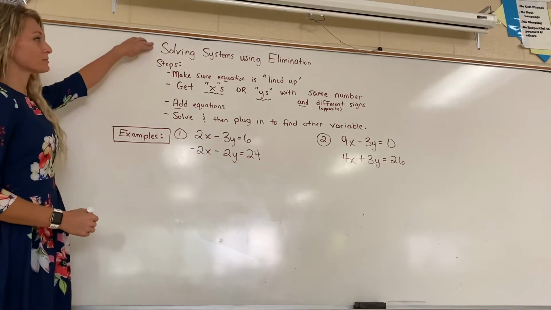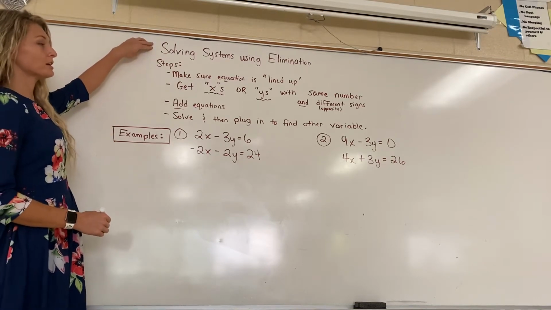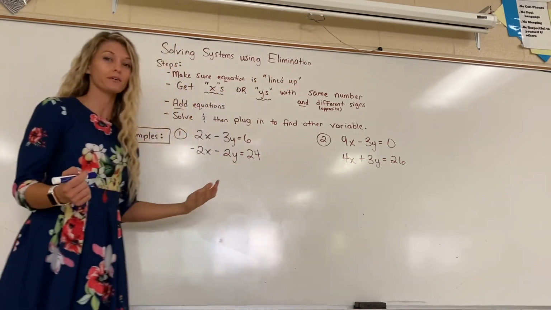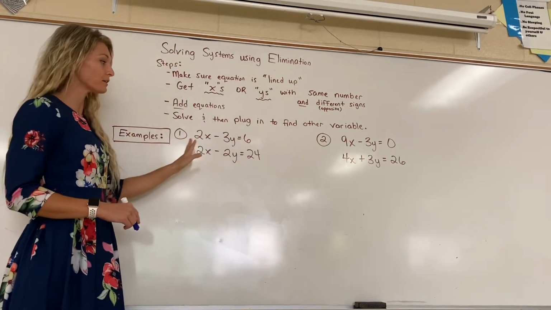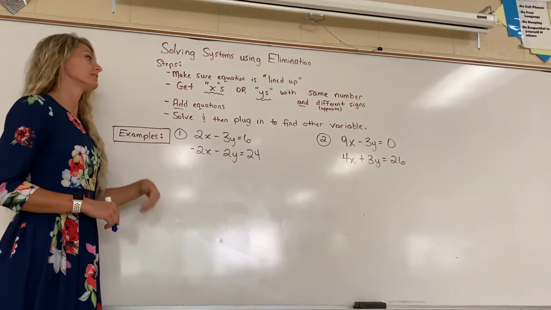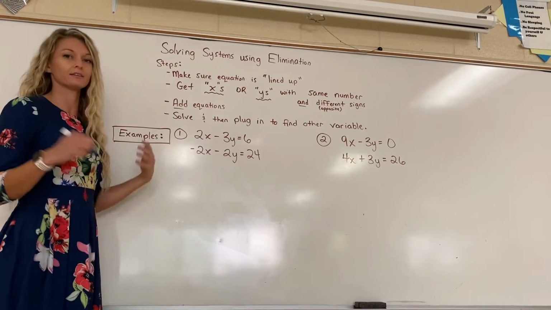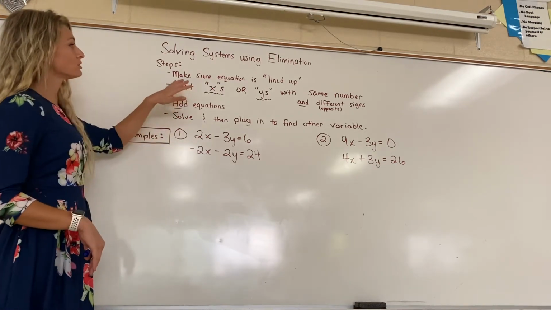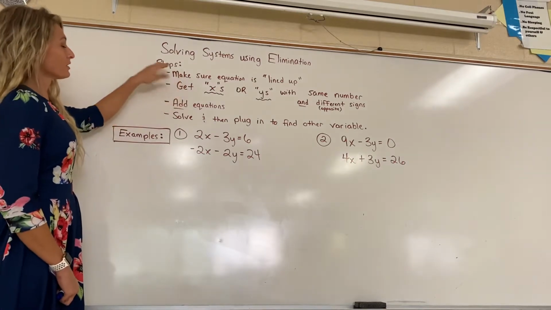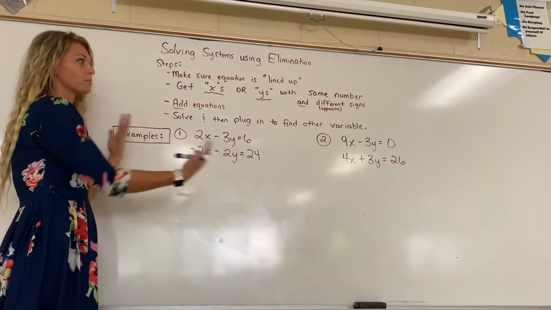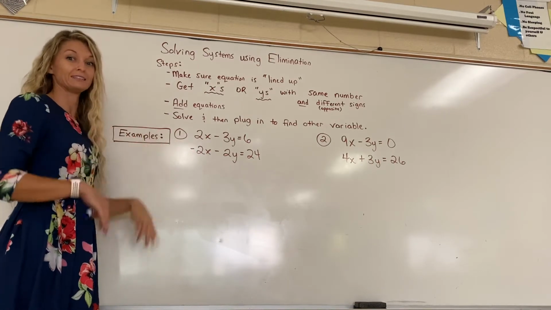To solve a system of equations using elimination, you're going to do exactly what that says. You're going to temporarily eliminate one of your variables so that you can find the other one, and then you'll be able to plug in and find both variables eventually, okay? To use elimination, there are some steps you can take, and as long as you follow those steps, it'll make the problem easy to go through, all right?